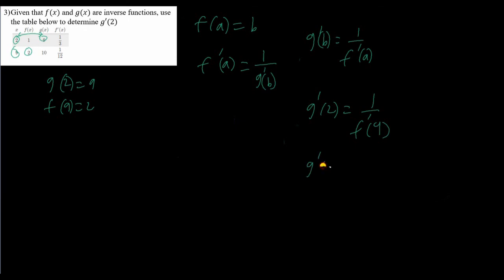And then you can look here, f prime of 9 is 1/12. So this is going to be 1 over 1/12, which is 12. And that's our answer for question 3.